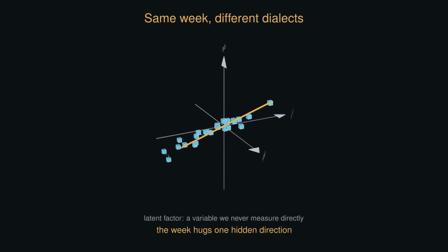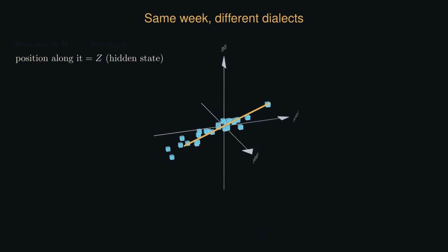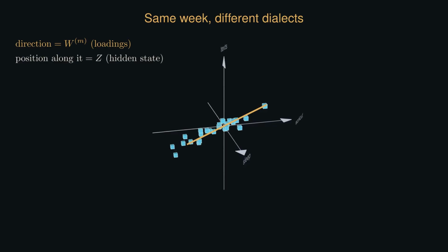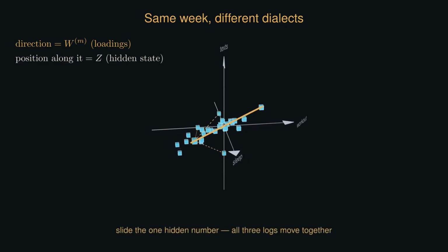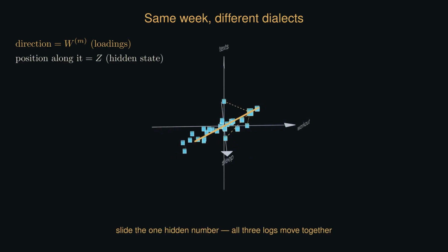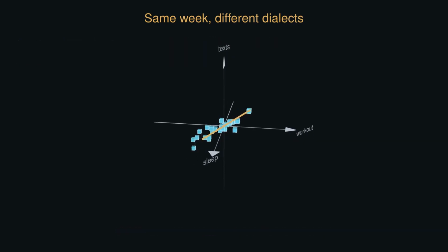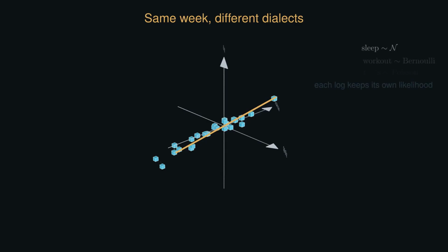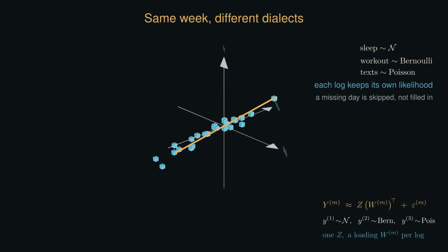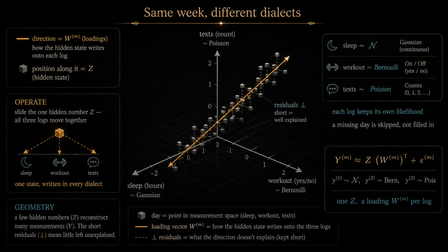We write it as a loading, W for that view, saying how strongly the pattern pushes on each log. And a day's position along the wire is a single hidden number, the latent state, written Z, and a latent factor is just a variable we never measure directly. So a few hidden numbers rebuild every measurement. Y for view M is approximately Z times W transpose for that view, plus a little noise off the wire. Slide that one hidden number along the direction and watch every log move at once, a smooth bump in sleep, a flip switch for the gym, a jump in the count of texts. One driver, rendered in every dialect.